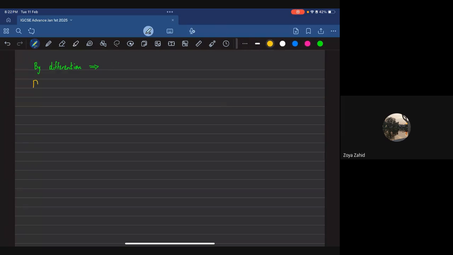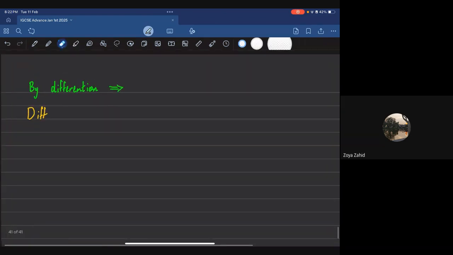Wait, let me do it separately. So if we're trying to, why is it not working? Wait, guys, just give me a moment. The pencil is glitching for some reason.